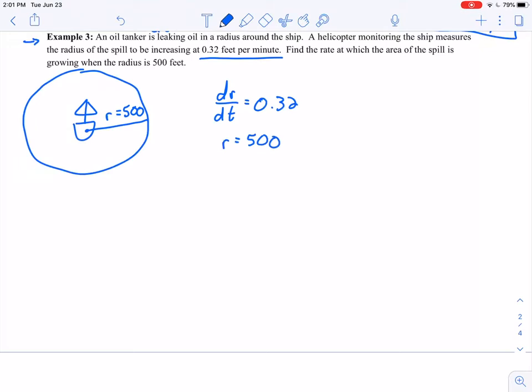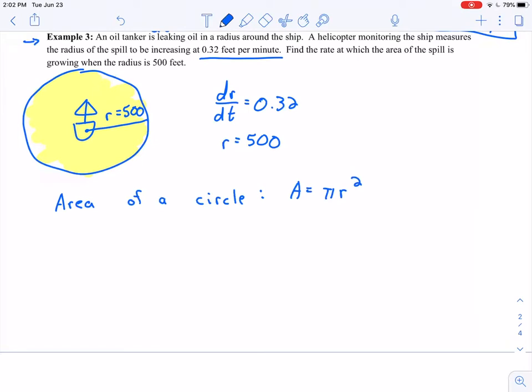What do we want to know? We want to find the rate at which the area of the spill is growing. So the area of this shape that I've drawn right here. So essentially I need the area formula for a circle. If you don't know that, that would be handy for this problem. I need the area of a circle, which is A equals pi r squared.